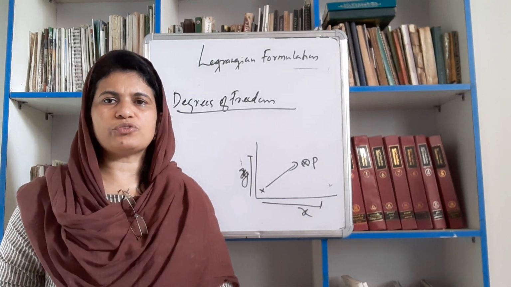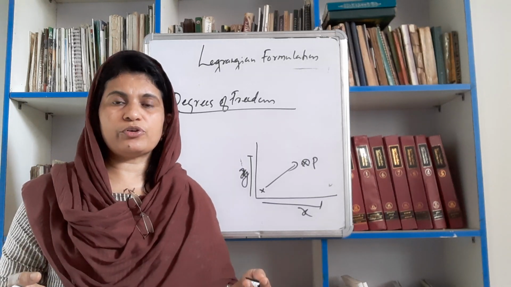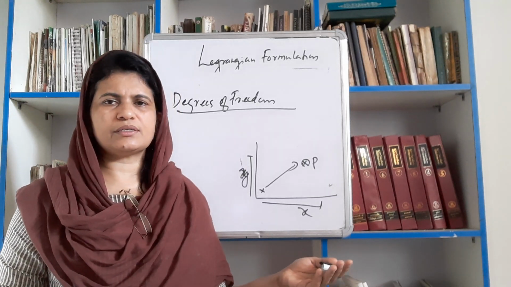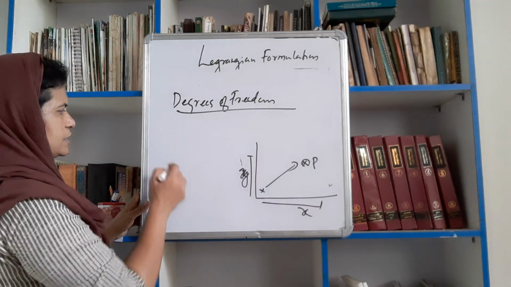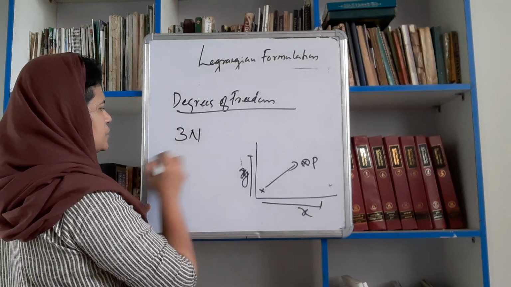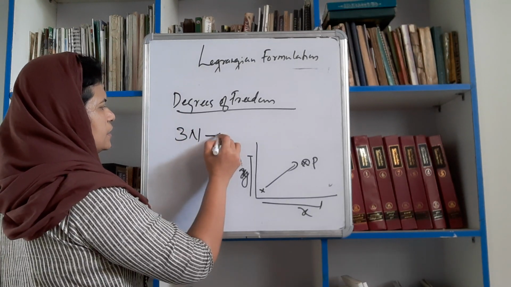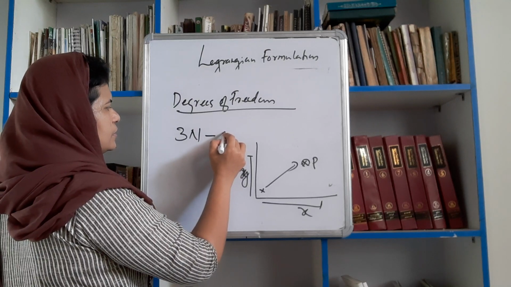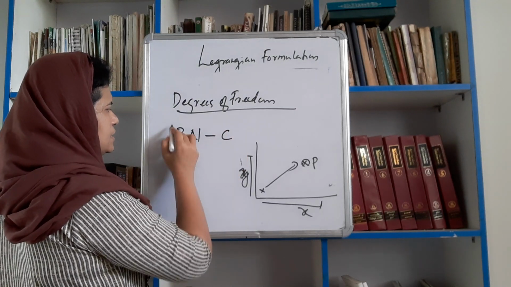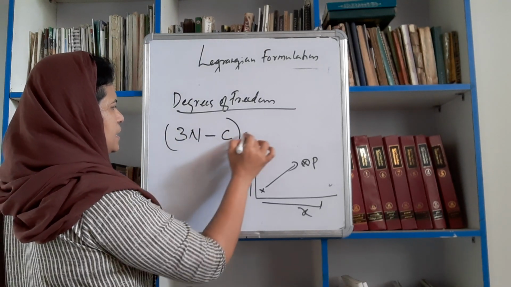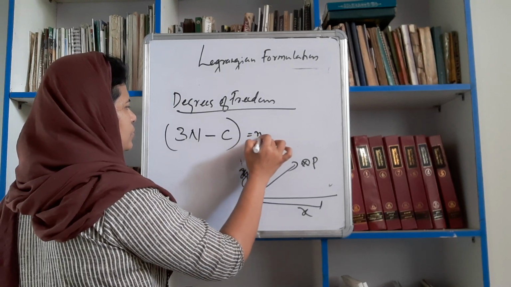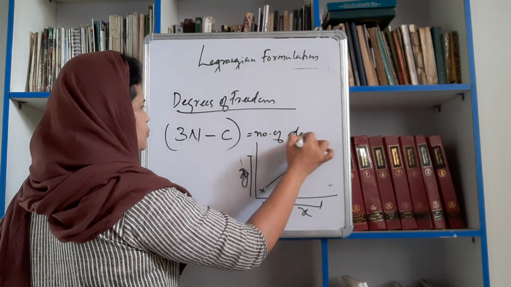Therefore, the actual degrees of freedom is the number of generalized coordinates minus the number of constraints. If there are 3n generalized coordinates and c constraints, there are 3n minus c degrees of freedom.